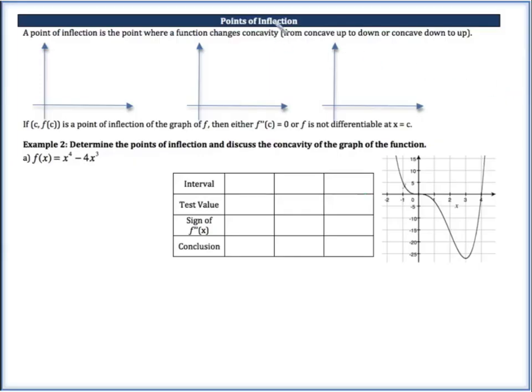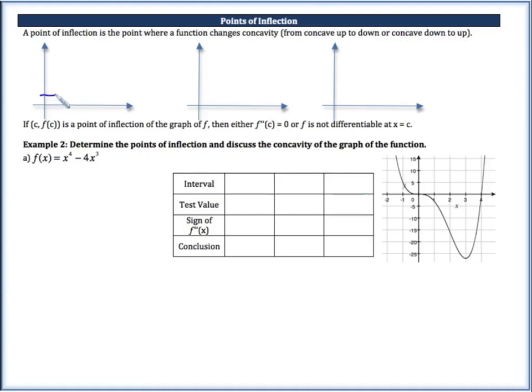Our next topic is called points of inflection. A point of inflection is the point where a function changes concavity. So the concavity either switches from concave up to concave down, or from concave down to concave up. We're going to draw a couple examples of points of inflection.